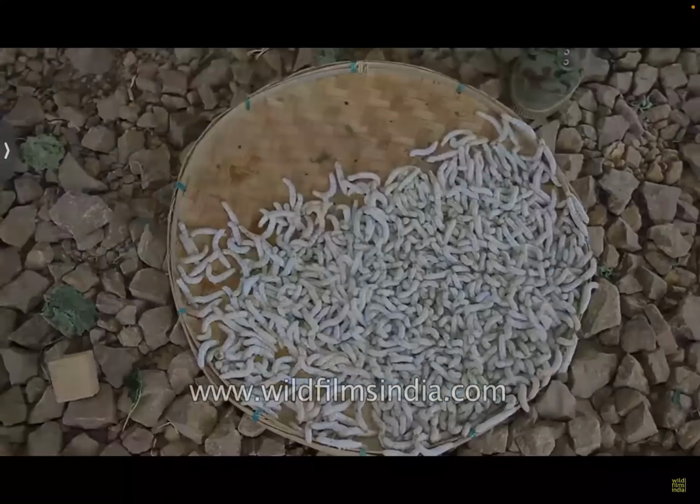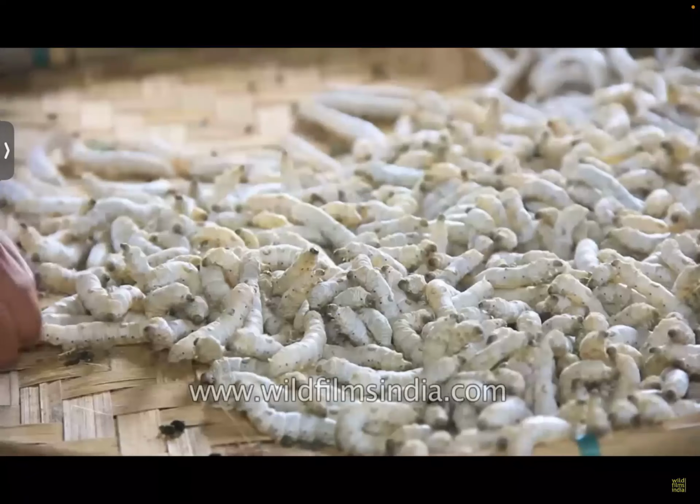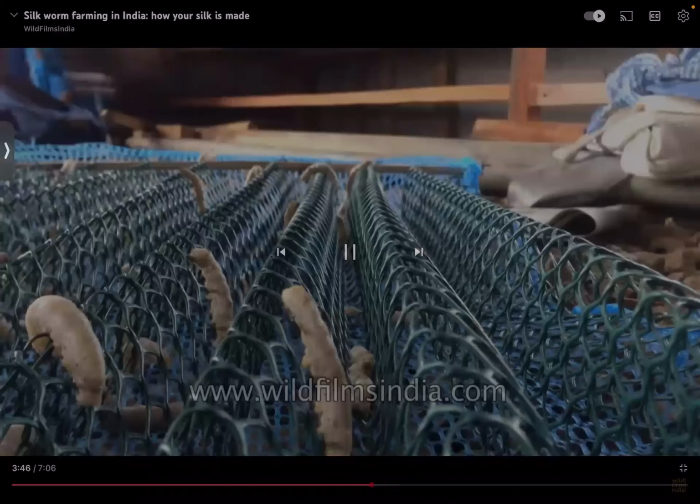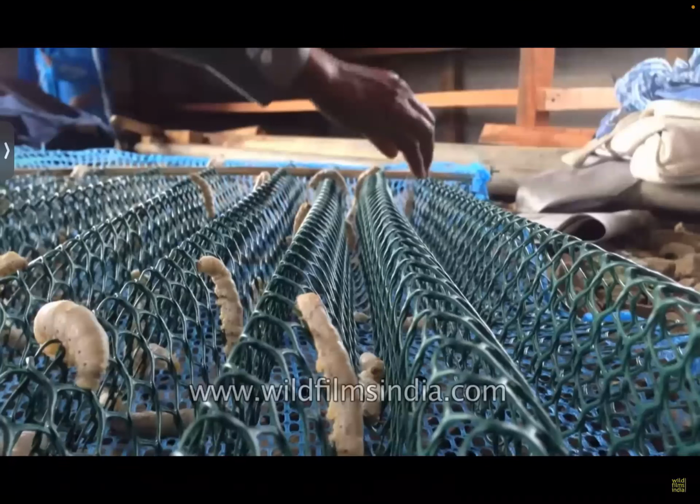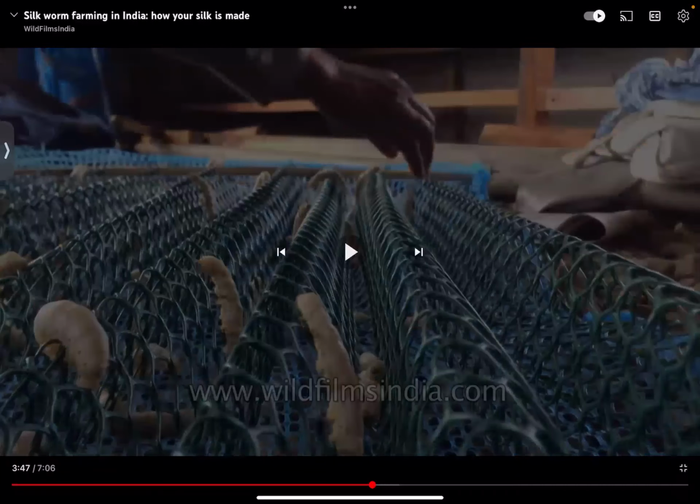At this stage, the silkworms are a pretty sight. They become translucent and acquire a yellowish hue. You can see it has a light shade of yellow, so it's become all fat. Now it starts building its cocoon.